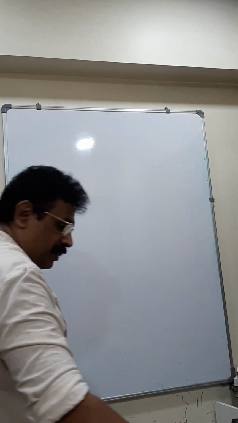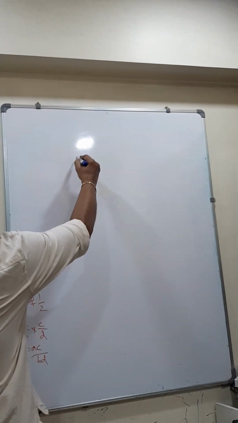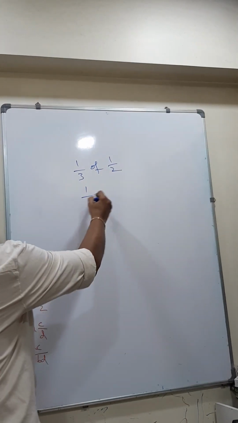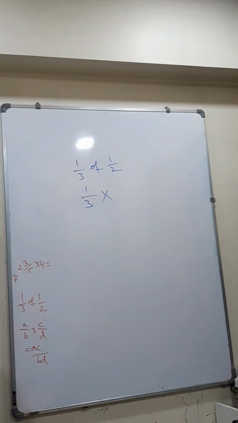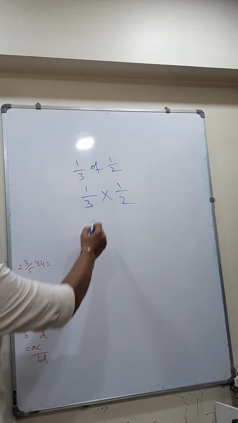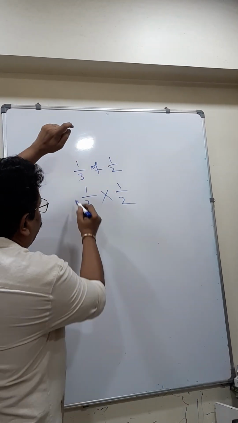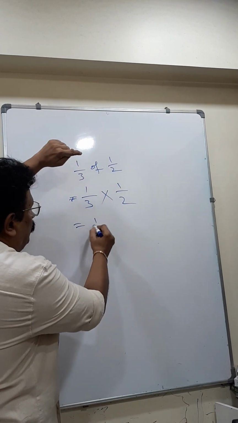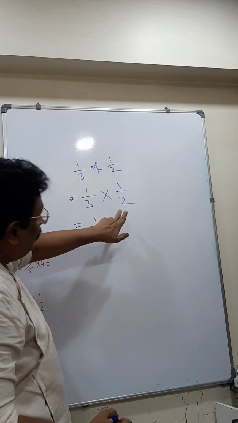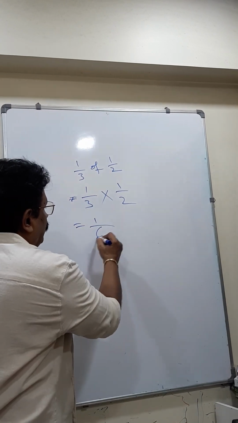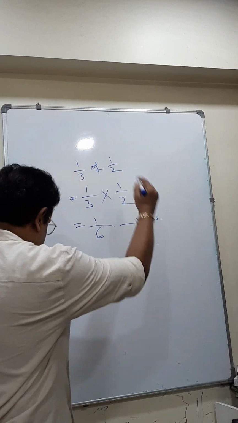Multiplication of fractions is very easy. Now 1 by 3 of 1 by 2. Now in place of "of" I can write, as I told, a multiplication sign, 1 by 2. So in multiplication I told you numerator into numerator. 1 ones are 1. Denominator into denominator, now see, for the first time a denominator has come. You got a denominator here. 3 2s are 6. 1 by 6 is the answer.